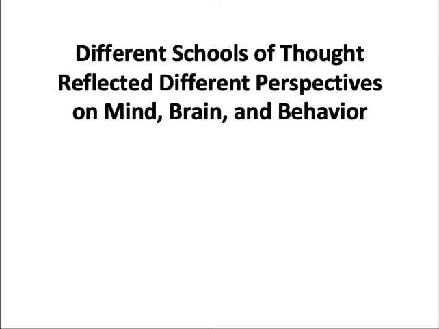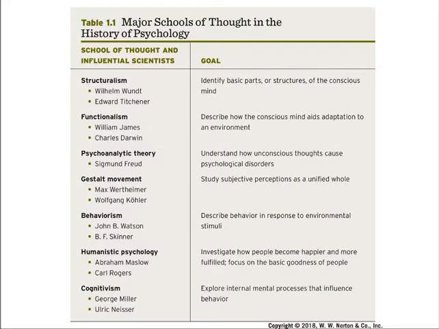Different schools of thought reflected different perspectives on the mind, the brain, and behavior. As the discipline of psychology spread throughout the world and developed into a vital field of science and a vibrant profession, different ways of thinking about the content of psychology emerged. These ways of thinking are called schools of thought. Here's a chart of those. We already covered structuralism and functionalism, and we're getting ready to cover psychoanalytic theory, the Gestalt movement, behaviorism, humanist psychology, and cognitivism.